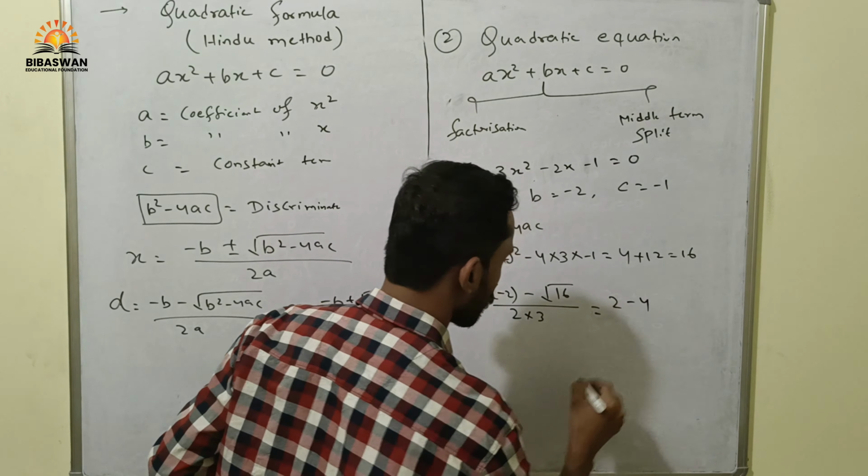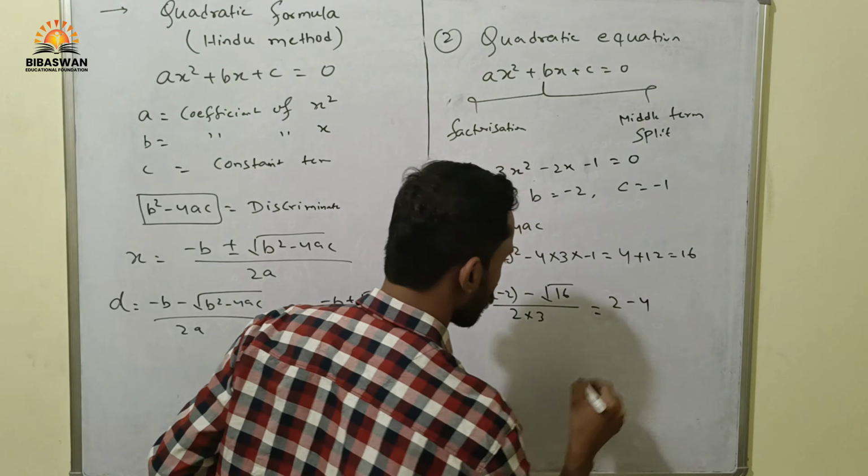And the second one is minus b plus root over 16 by 2a, 2 multiplied by 3, then 2 plus 4 by 6, 6 by 6, 1. Is this the answer? Yes, this is the method.